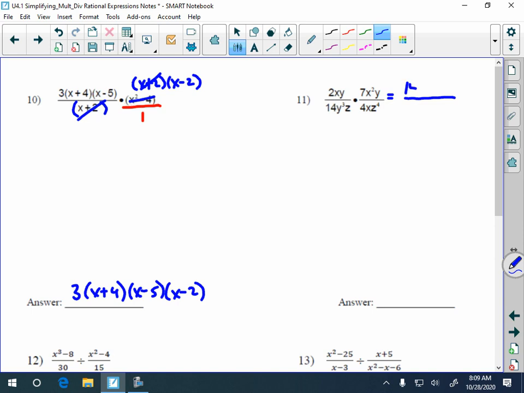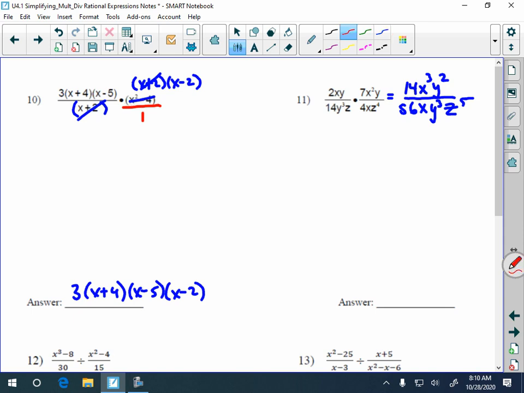All right, so I can multiply 2 times 7, that's 14. X times x squared, I add the exponents, that's x to the third. And then y times y is y squared. All right, and then on the bottom, 14 times 4, I can multiply that together. That's 56. Let's see, I have an x in there by itself. I'll just line up the x. I have a y to the third, but no other y, so I'll just leave it as y to the third. Next, z times z to the fourth is z to the fifth.